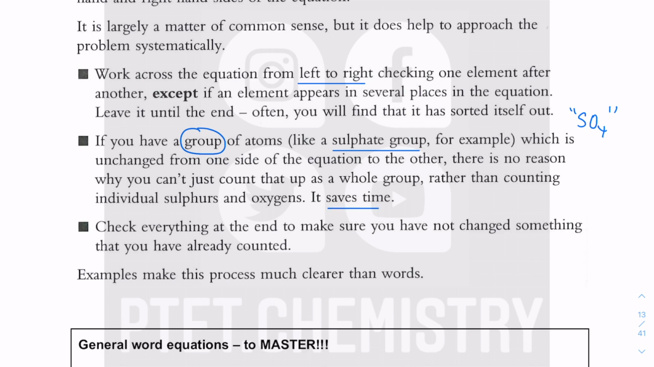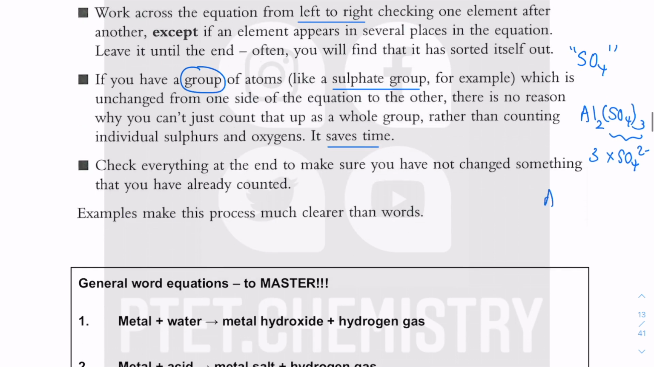Remember that things like sodium sulfate, Na plus, SO4 2 minus. So you have 2 of the Na and 1 of the SO4. But you could also have things like aluminium sulfate, so Al2(SO4)3. So this means 3 times of the SO4 2 minus. I hope you remember how we got that. Al3 plus, because it's from the group 3 metal.